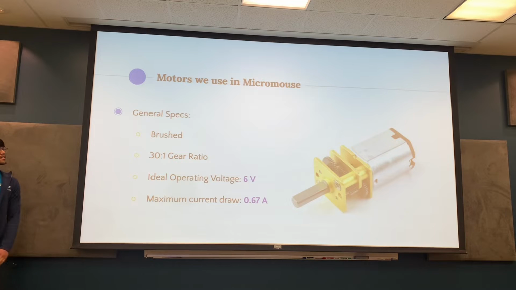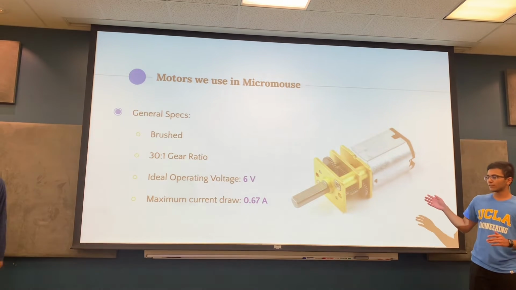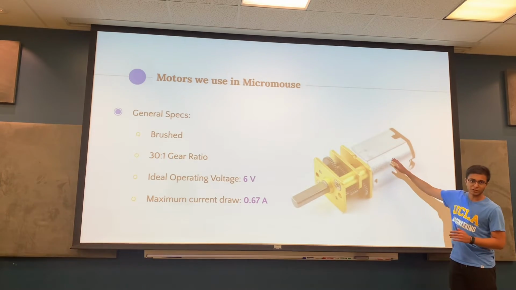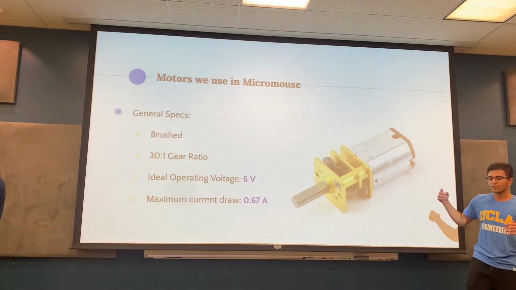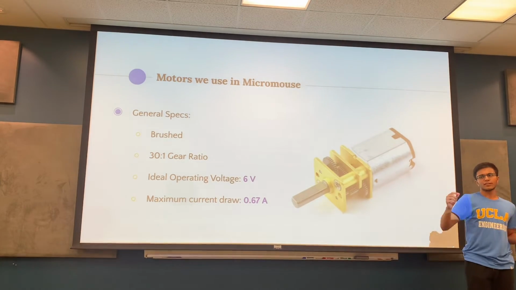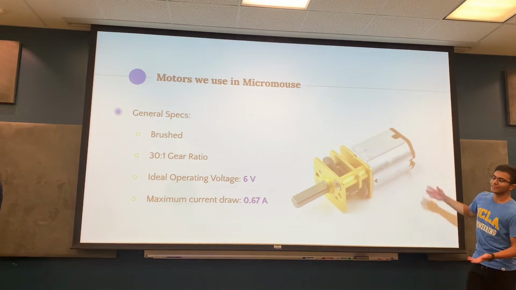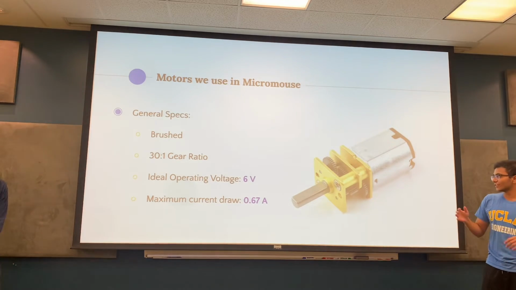Okay, so now let's get into the specific motors that we're going to be using in Micromouse. So the general specs of the motors: first of all, this is the picture of the motor that we're going to be using. When you get your kits, you'll get 2 of these, and they're a lot smaller than this, but you'll see them eventually.